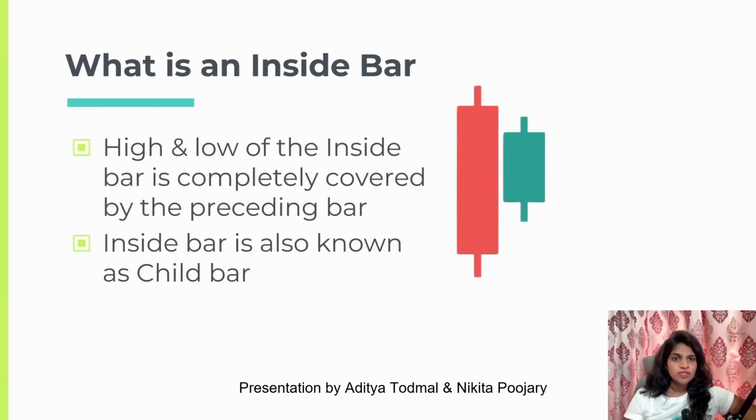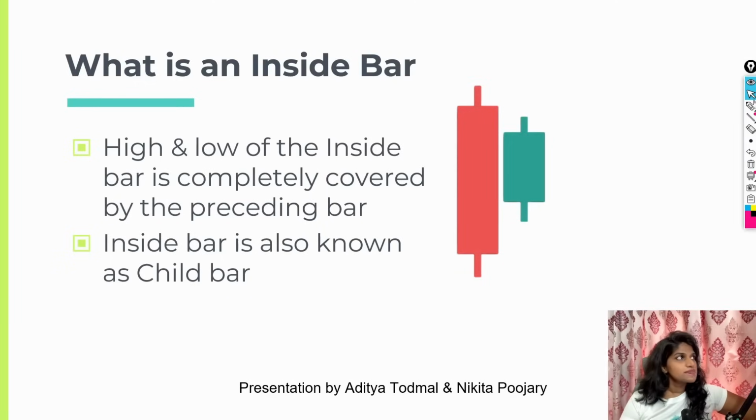So first and foremost, what is an inside bar? An inside bar is basically a bar which forms inside the previous bar. Look at the previous candle, its high and its low. The inside bar high would be lower than the high of the previous candle, and the inside bar low would be higher than the low of the previous candle. So the inside bar will have a lower high and a higher low as compared to the previous candle.